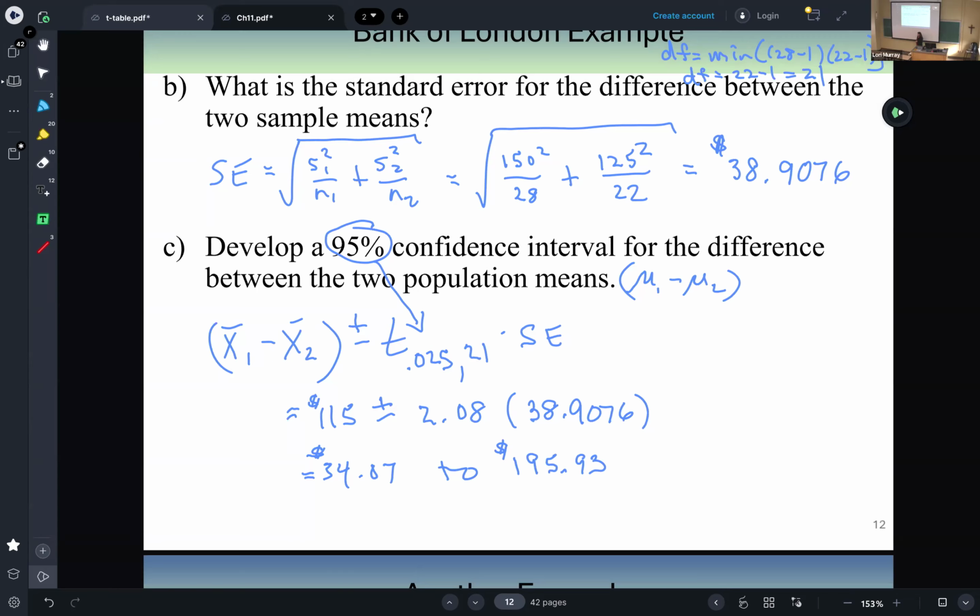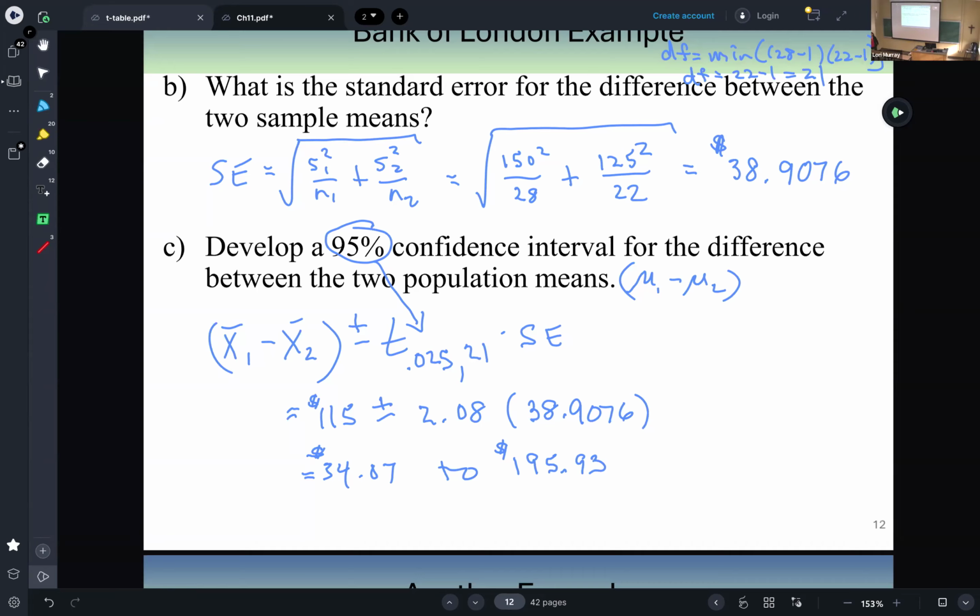And this would be a question now. The next question would be, is there a statistically significant difference in the amounts in the accounts between branch A and B? Is there a significant difference here? Yes. Why? Because zero is not in here. I don't see zero. We go from a positive to a positive. Automatically, we say that the two branches are statistically significantly different.